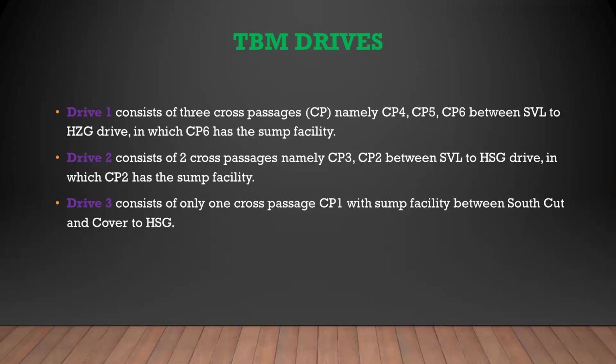TBM drives. Three drives have been constructed. Drive one consists of three cross passages, namely CP4, CP5, CP6, in which CP6 has the sump facilities. Drive two consists of two cross passages, namely CP3, CP2, in which CP2 has the sump facility. Drive 3 consists of only one cross passage, CP1, with the sump facility between south cut and cover and Husainganj.